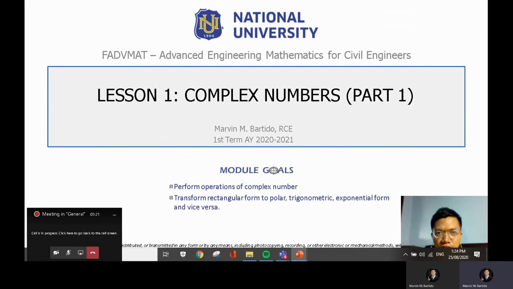So today, here in Advanced Engineering Mathematics for Civil Engineers, we're going to discuss the first part of our Lesson 1, which is complex numbers. For this topic, we will have the following intended learning outcomes. The first one is, students should be able to perform operations of complex numbers. The second one is to transform rectangular form of complex numbers to polar, trigonometric, exponential form, and vice versa.